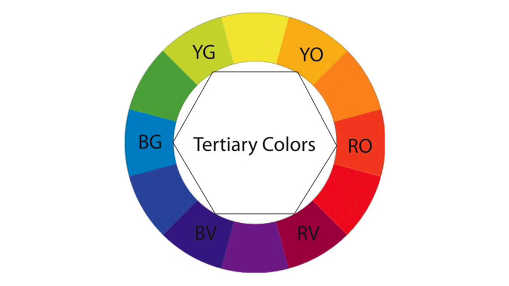If a primary and secondary hue are mixed, an intermediate or tertiary color is created. On the standard 12-step color wheel, there are 6 intermediaries: yellow-orange, yellow-green, blue-green, blue-violet, red-violet, and red-orange.